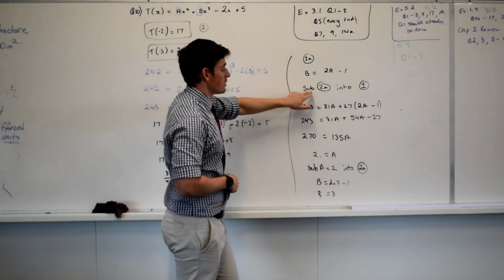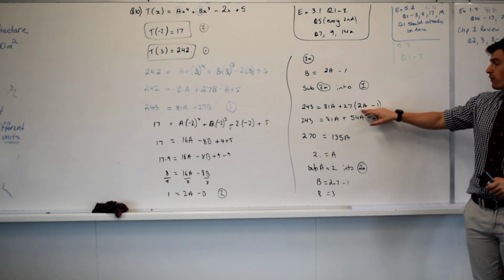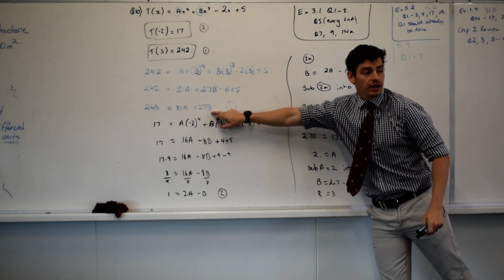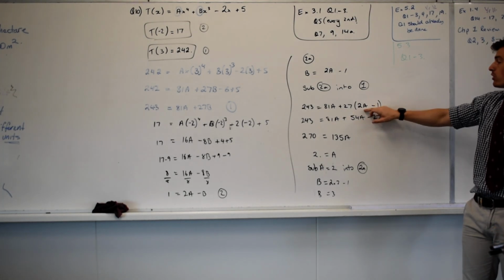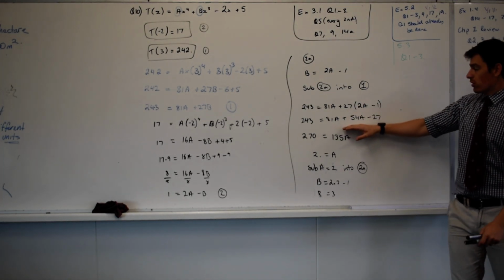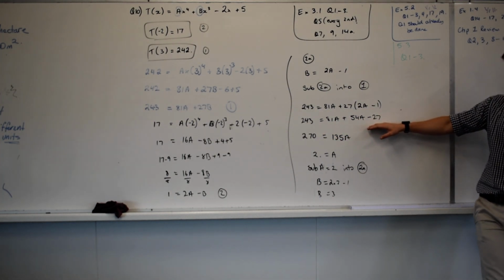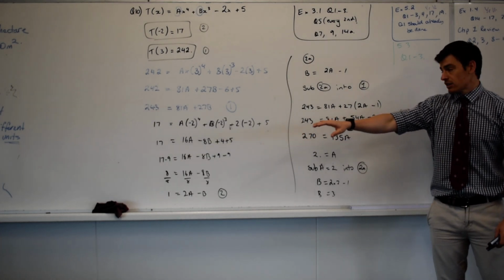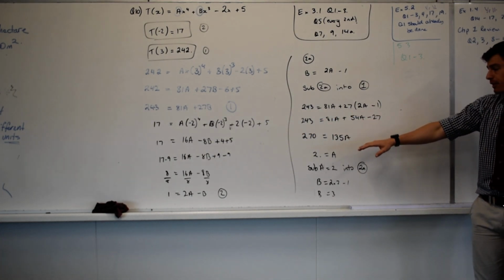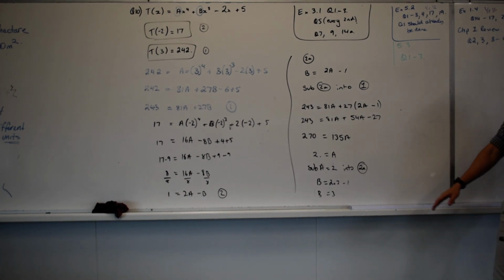Once I've got b by itself, I can use substitution. I substitute that in. Wherever I see b in my first equation, I replace that with brackets, 2a minus 1. I expand my 27 in. I'm left with this big gross sum, 81 plus 54a minus 27. Take the 27 to that side, add my 2 values of a up, I get 135a equals 270. I divide both sides by 135 and I find that a equals 2.